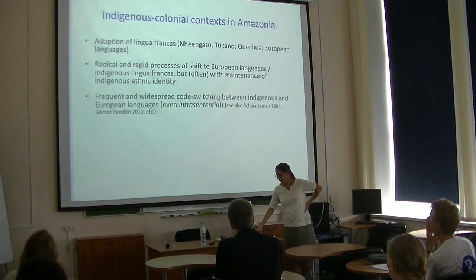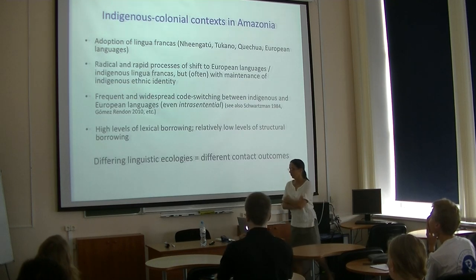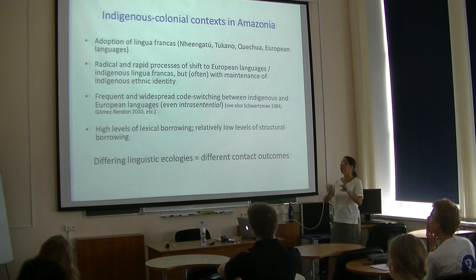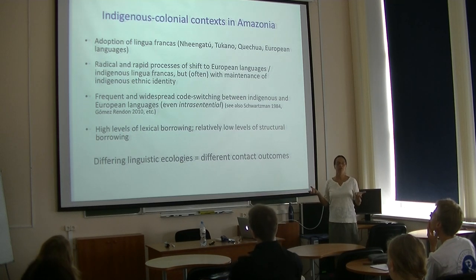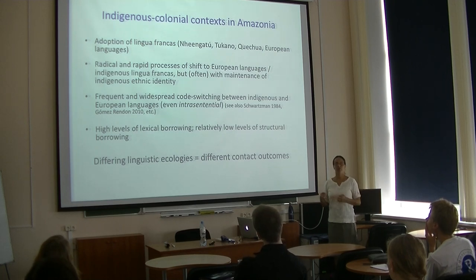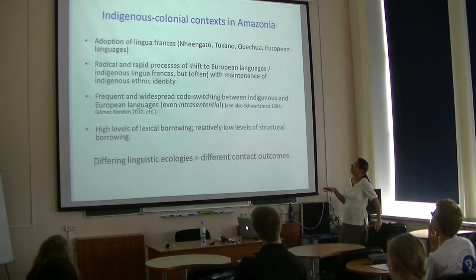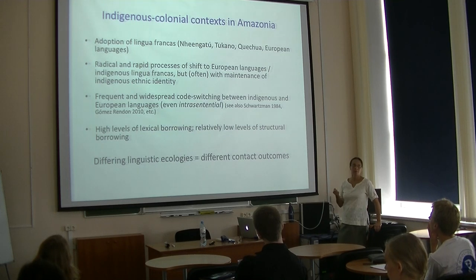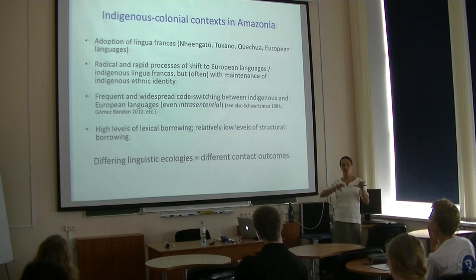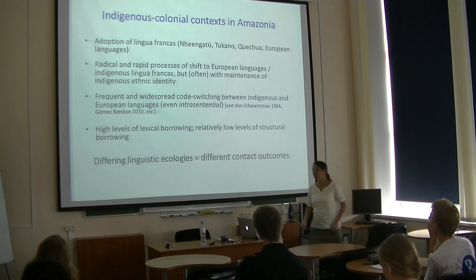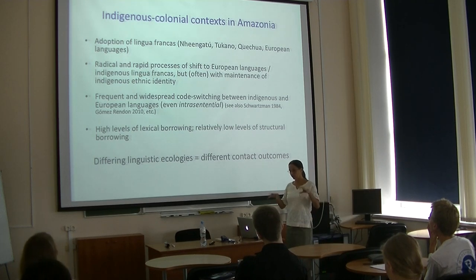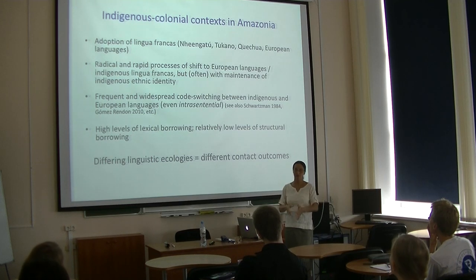Just summarizing what I've talked about here, we see pretty big differences in the effects of language contact involving local indigenous languages and involving the colonially mediated languages, relating to lingua francas, shift, code switching, lexical borrowing, and structural borrowing. Things seem to work quite differently, although as I pointed out, there are some interesting points of continuity as well relating to language choice. So I would argue that you've got different linguistic ecologies associated with different historical and social contexts, and the contact outcomes are very different.